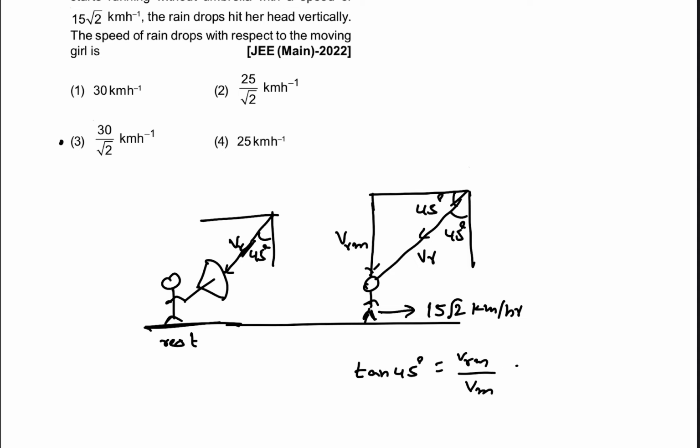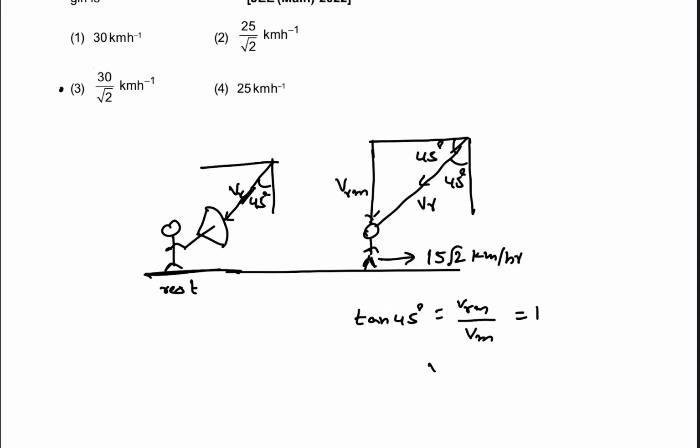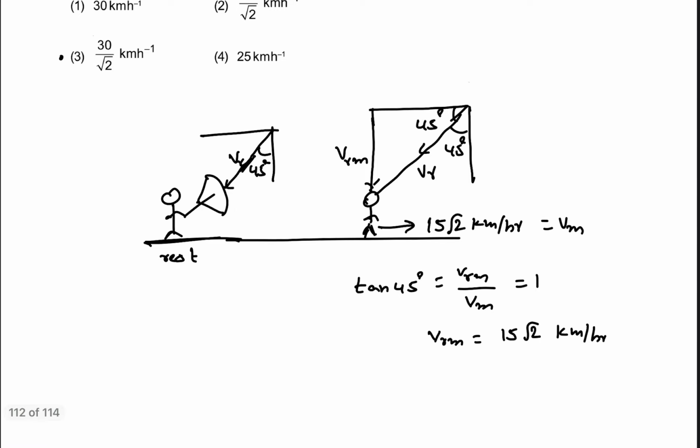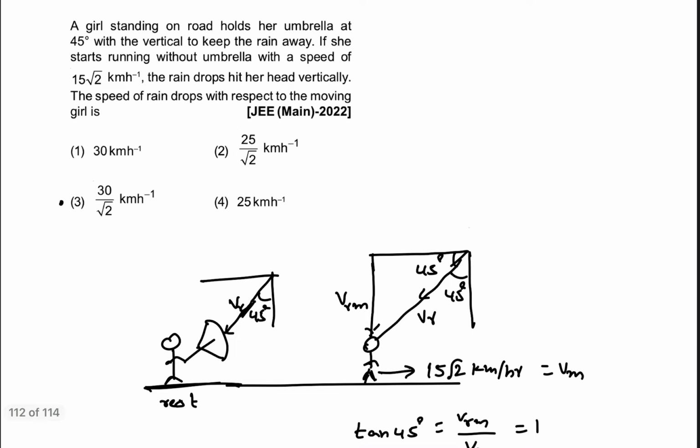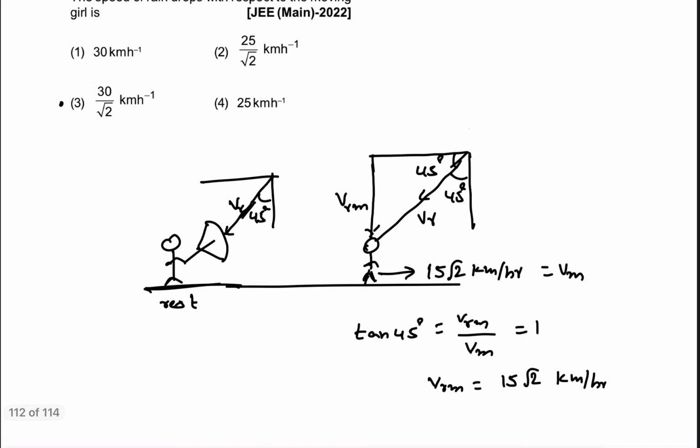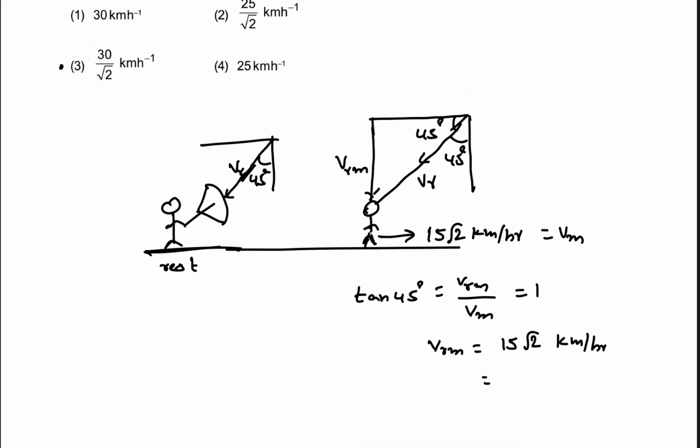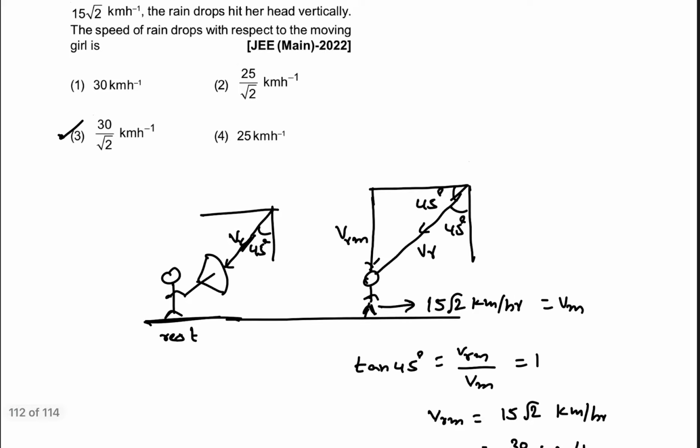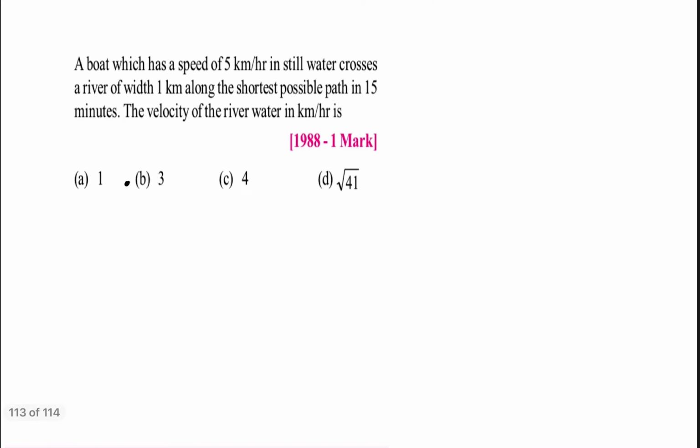We can write the velocity of the rain with respect to man divided by the velocity of the man, that is equal to 1. So we can write the velocity of rain with respect to man is equal to 15 root 2 kilometer per hour. This is the velocity of man. Okay, according to the options, we can see 15 root 2 is nothing but that can also be written as 30 by root 2 kilometer per hour. Option 3 is the correct one.